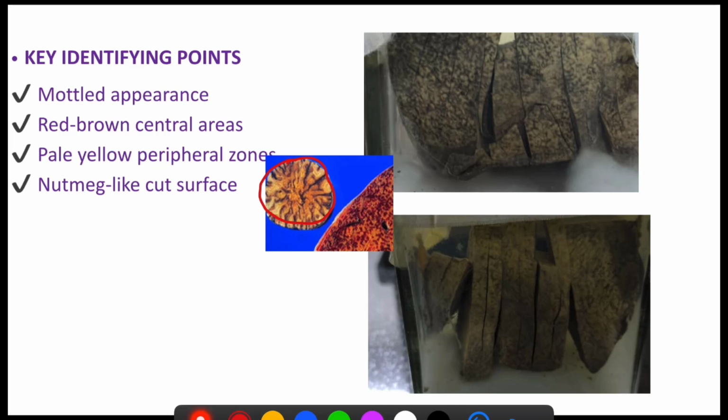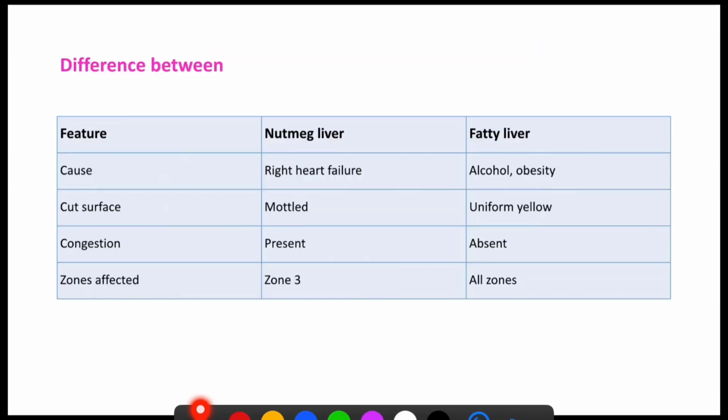This is our specimen of nutmeg liver. Here you can identify the outer surface is mottled, having alternating dark and light areas. This is another surface of this nutmeg liver specimen. How will you differentiate nutmeg liver and fatty liver? According to appearance and color, nutmeg is mottled. In fatty liver it is uniform, yellow in color, no congestion, and in microscopy all zones are affected. Nutmeg liver is due to right heart failure and affects zone 3, while fatty liver is due to alcohol, obesity, diabetes, etc.